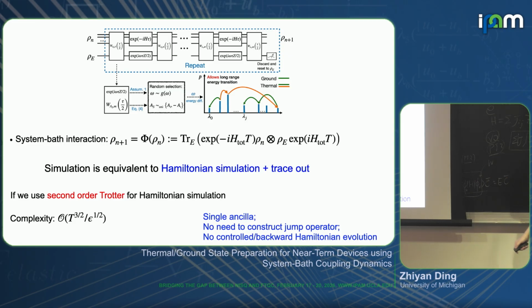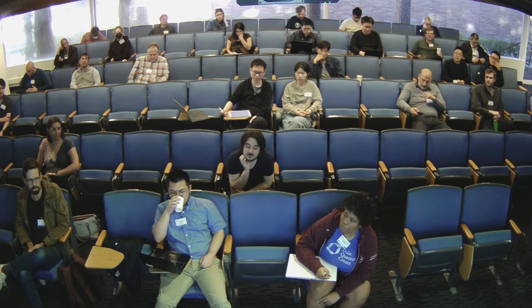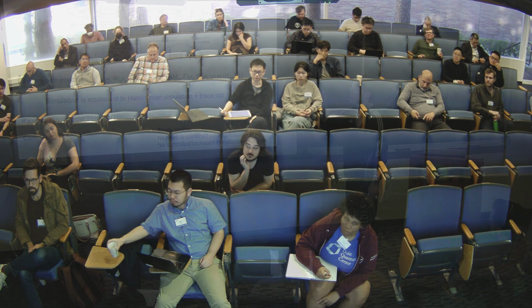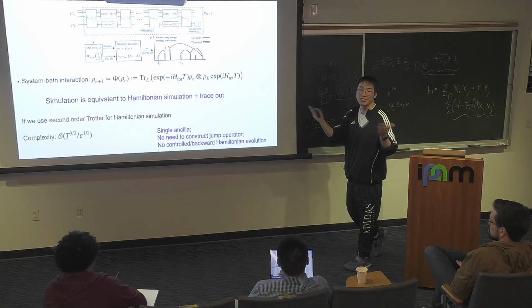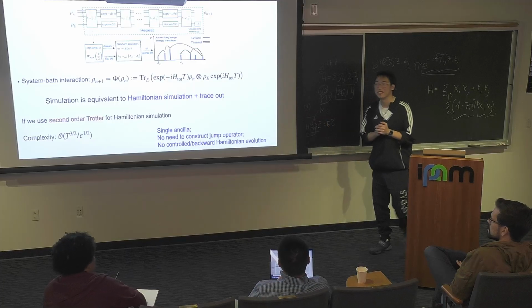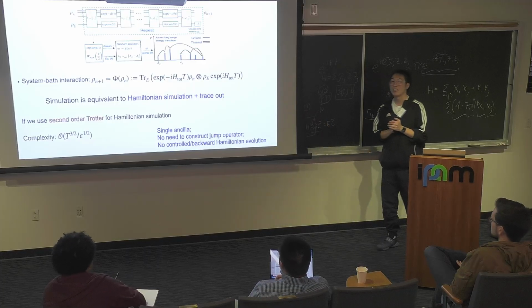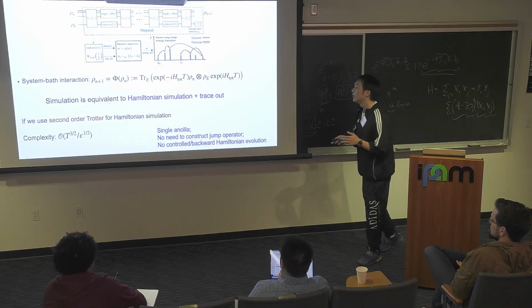What happens if you use first order Trotter? Then this complexity will become t to the power 2 over epsilon. Yeah, so that's the only difference. Okay. Any other question? Okay, good.